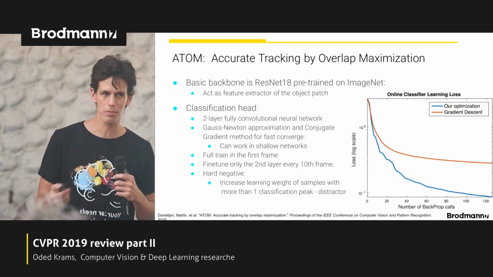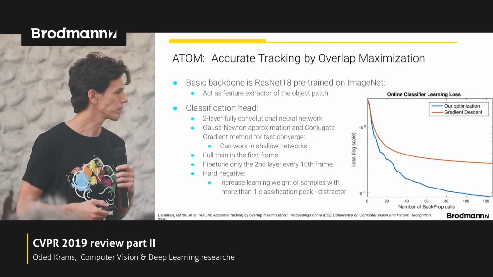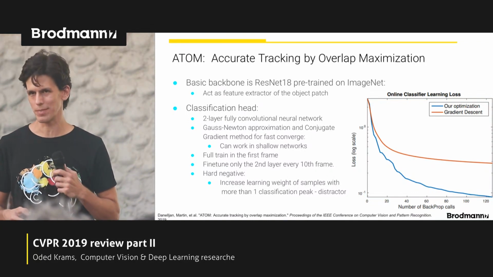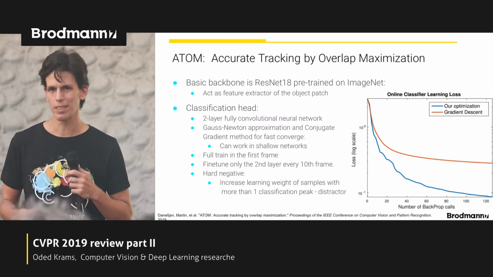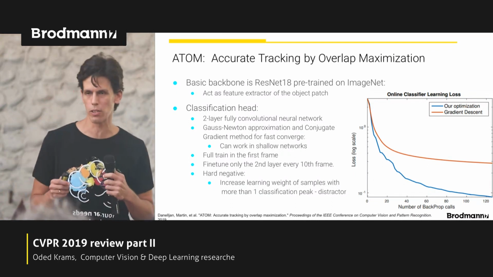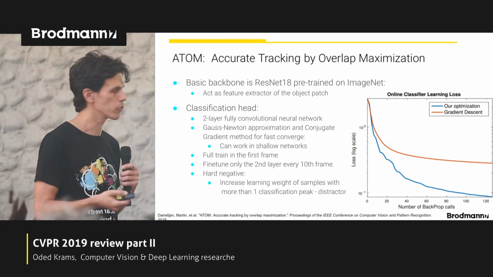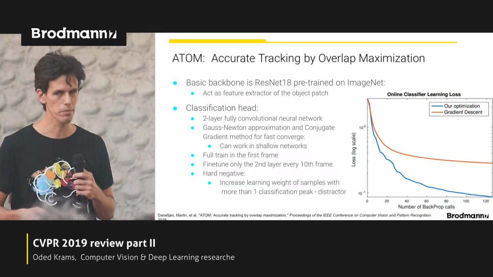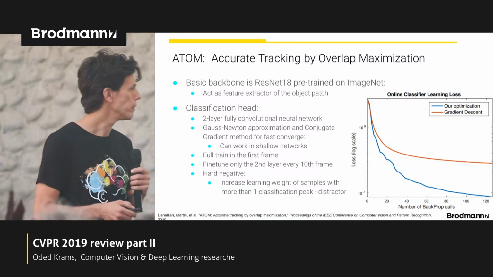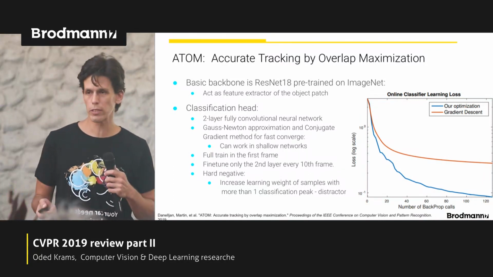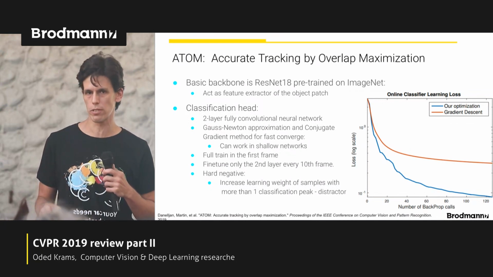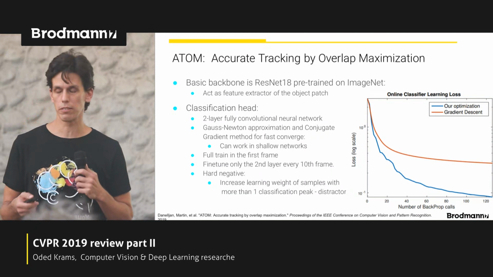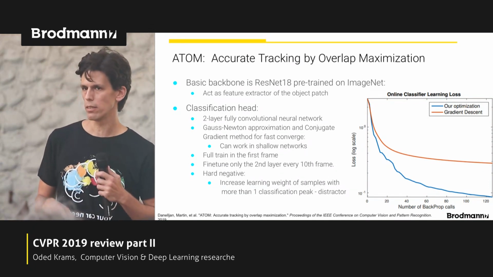It's a complicated optimization technique that mostly works on convex functions. That's why on a shallow network it can work, but on a deeper network it's much harder to apply. They fully train this classification head on the first frame, and they fine-tune only the second layer every 10th frame.